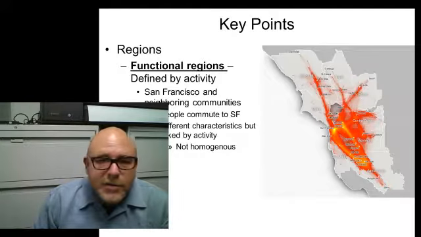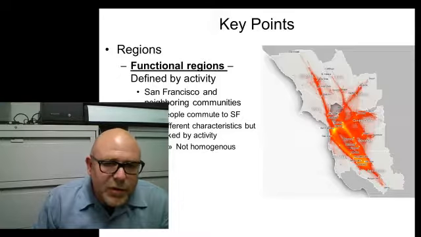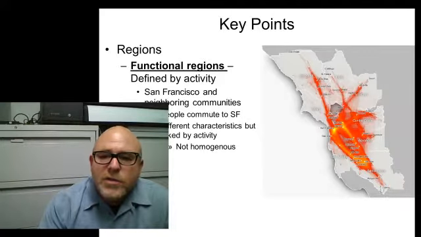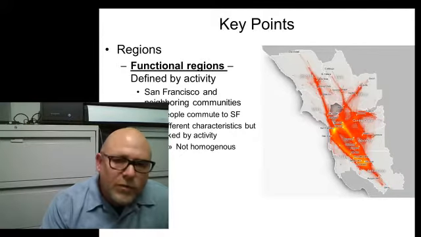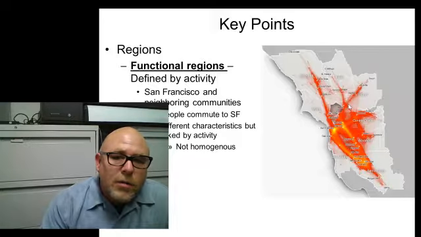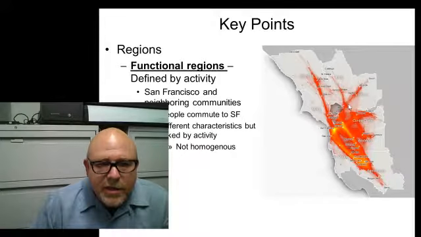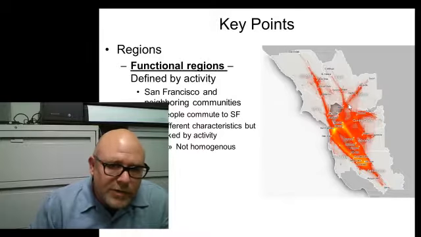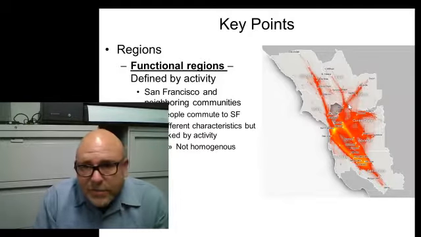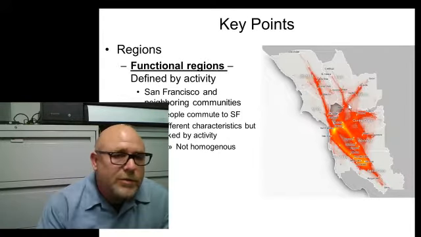Just take, for example, the San Francisco Bay Area. Think of San Francisco and the city of Gilroy, which is in the southern end of this figure here. The city of Gilroy doesn't have a lot in common with San Francisco, but what it does share with it is that they function together as an employment region where people from Gilroy will commute back and forth to San Francisco, and it's the action of this commuting that really ties this area together as what we call a functional region.